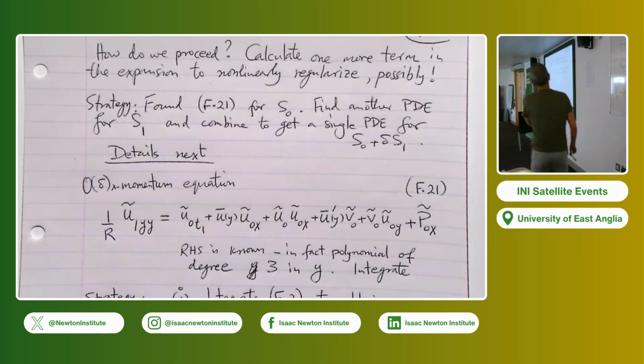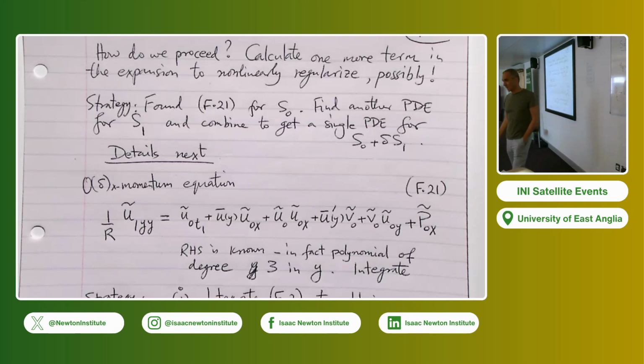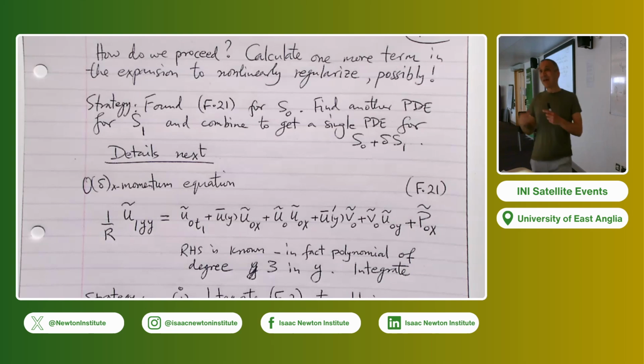So this is the strategy: calculate one more term, and then hopefully that will regularize. Now the hopefully is a big hope, as we will see. I found S0. I want to find the PDE for S1 and then combine the two PDEs, and make sure that the combination is correct to order delta squared.